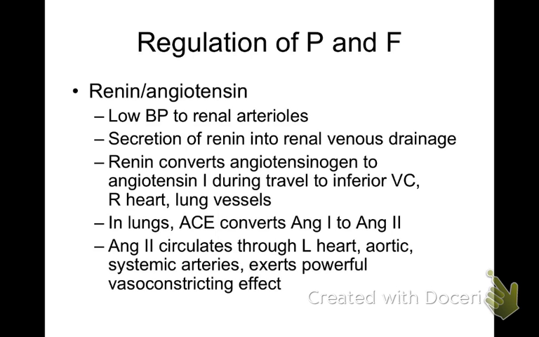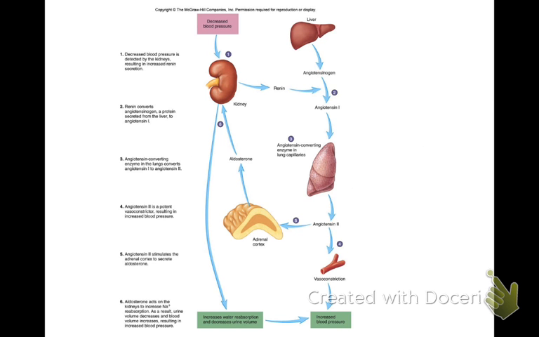So now the blood is flowing back to the left side of the heart with angiotensin 2 activated. It's going to go out to the circulation and the systemic side, and there it is going to exert very powerful vasoconstricting effects. So it causes systemic vasoconstriction almost immediately, and the effect might last for, say, a minute or so. So here's the diagram in your book.